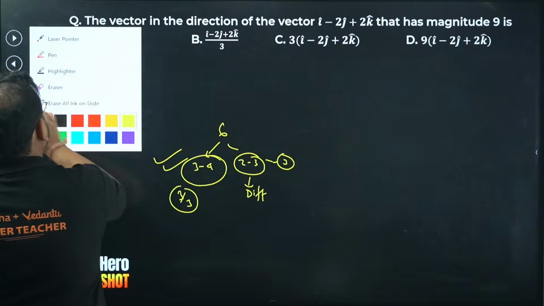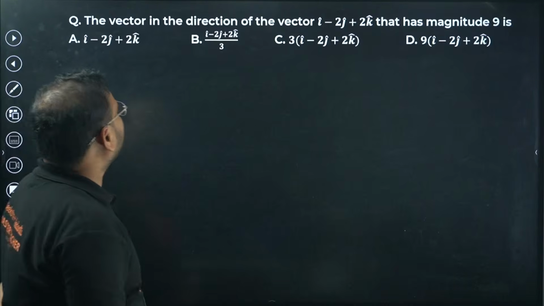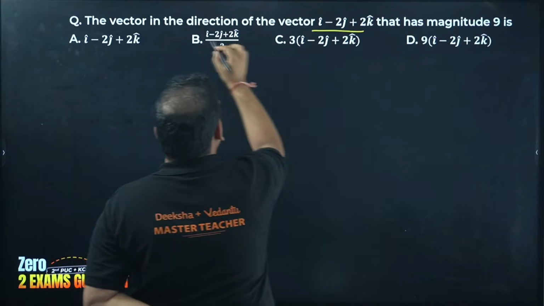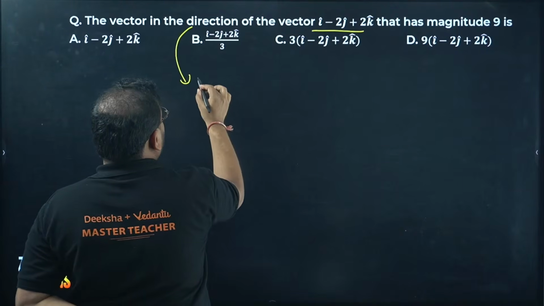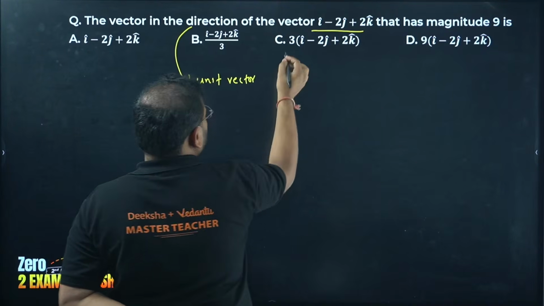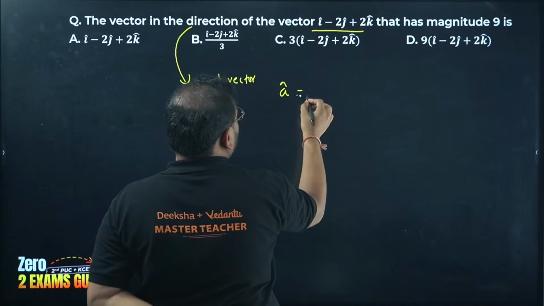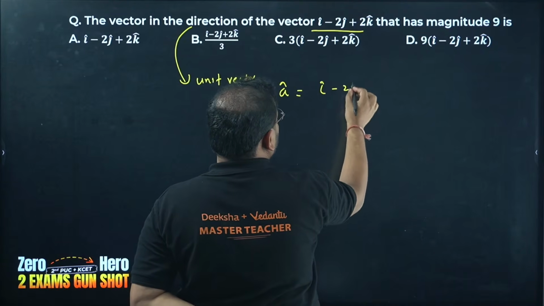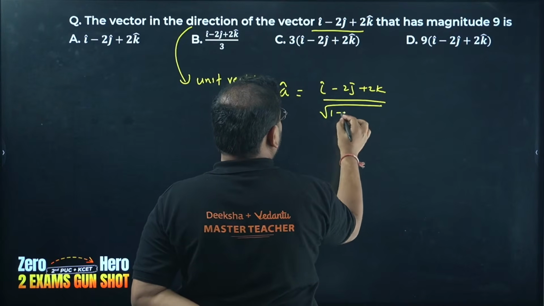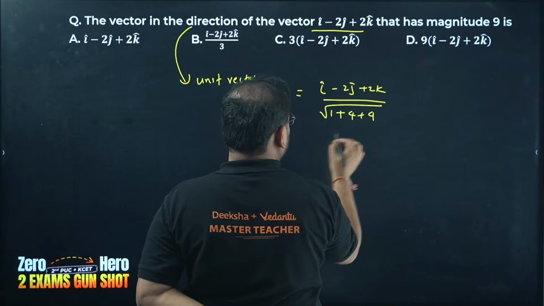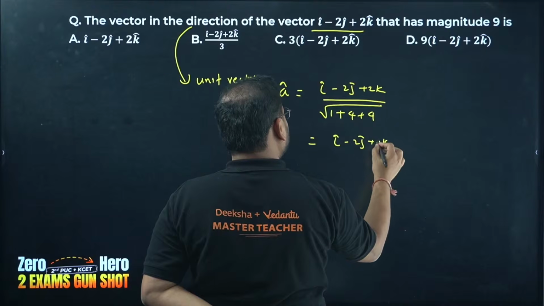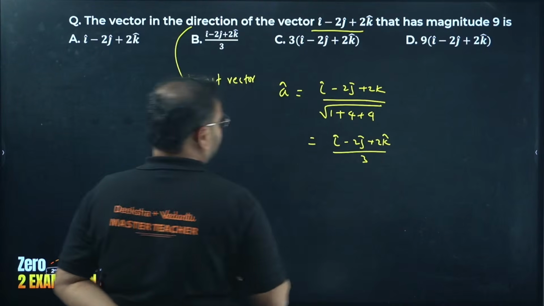Think logically in the question. Vector in the direction sense of the vector that has magnitude 9. First find the direction sense. Direction sense means unit vector. So if this is my vector A, I'll get vector A cap as i minus 2j plus 2k divided by modulus, the square root of 1 plus 4 plus 4, which is 9, so it becomes 3. So (i minus 2j plus 2k) by 3. This is my unit vector.